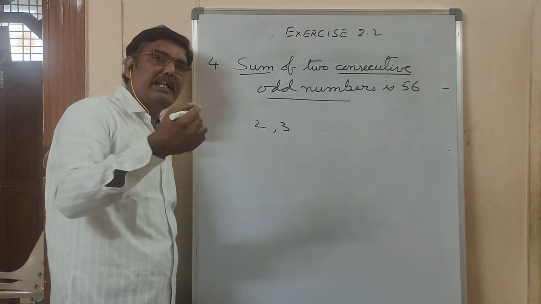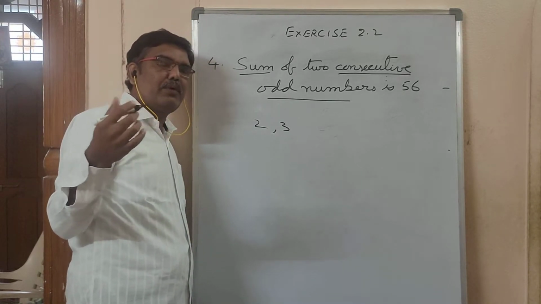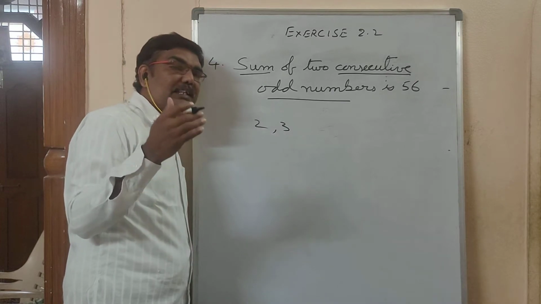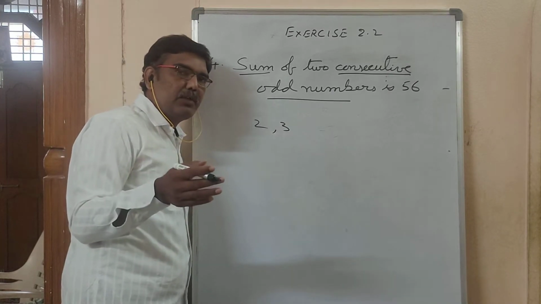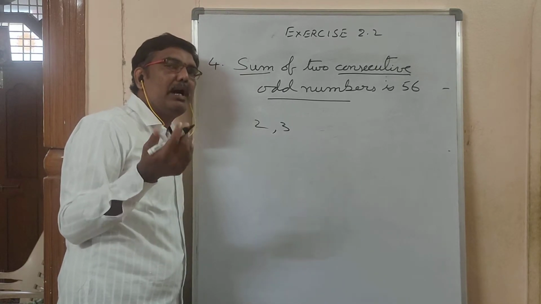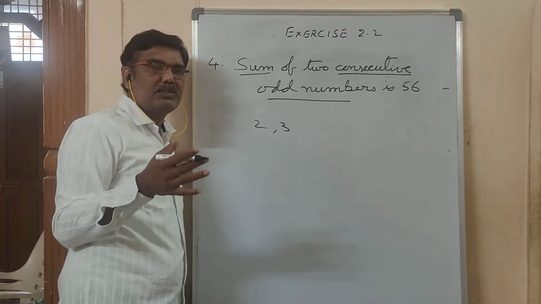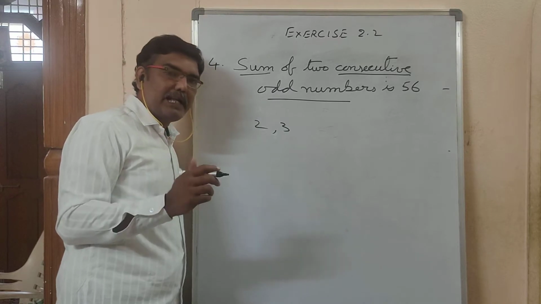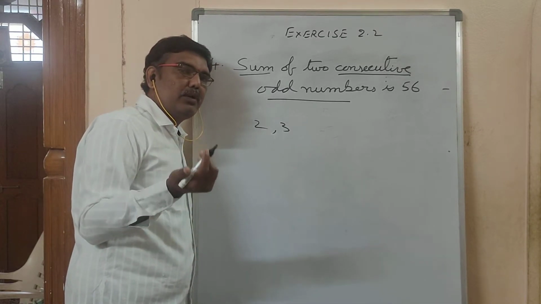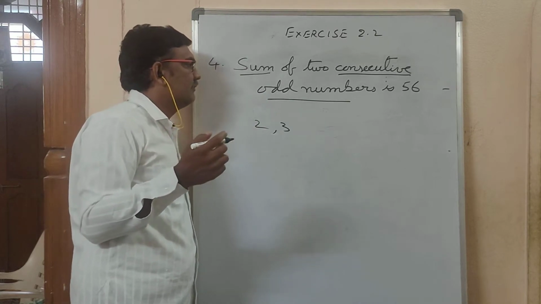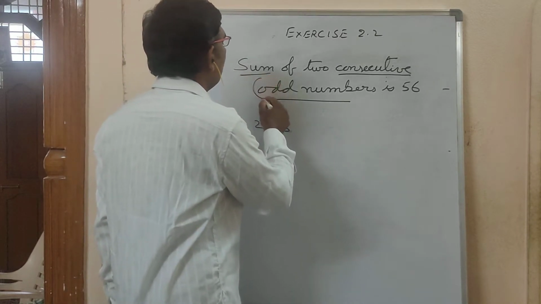Consecutive means if you are reading numbers 1, 2, 3, 4, 5 like that. If I say one number, that is 10, what is its consecutive number? For that you have to add 1. 10 plus 1 how much? 11. Okay. For 10, 11 is the consecutive number. For 11, the consecutive number is 12. Like that. Now we will go for odd numbers.